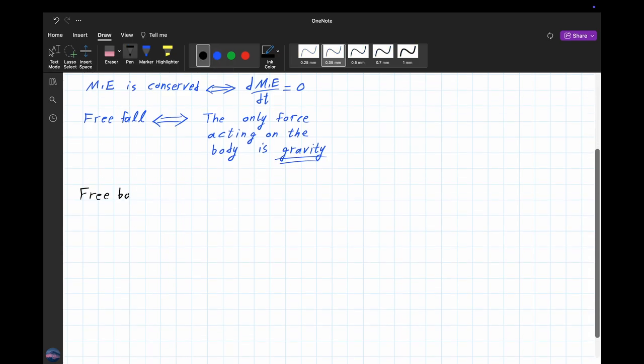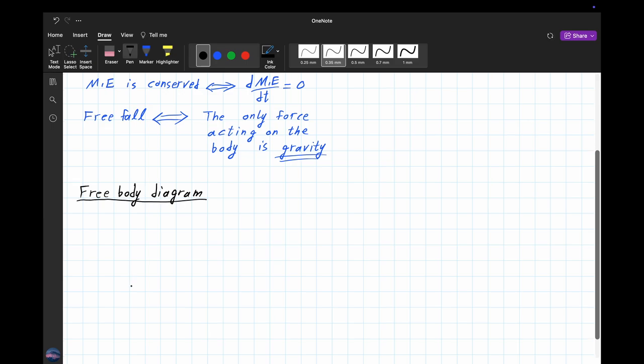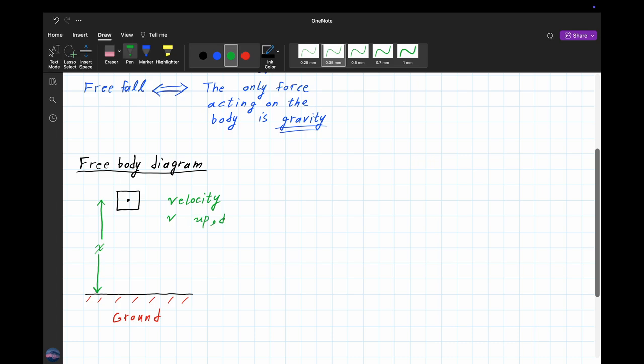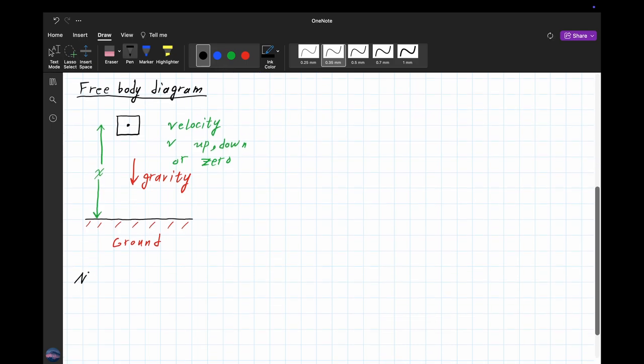In order to visualize the motion, we are going to draw a free body diagram of this scenario where we have the ground, and we're going to draw the free body at a given height x relative to the reference ground. Now this body can have any kind of velocity. It can be going upwards, downwards, or have no initial velocity whatsoever. It does not matter. Obviously, we're going to take that the gravity is pointing downwards towards the ground.